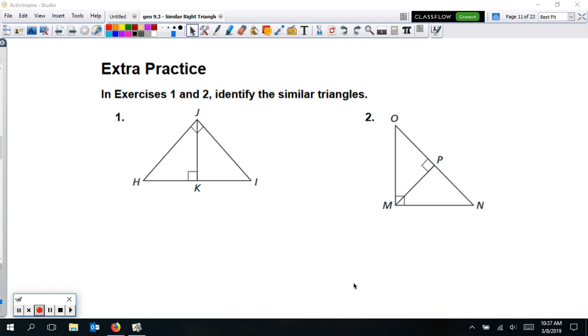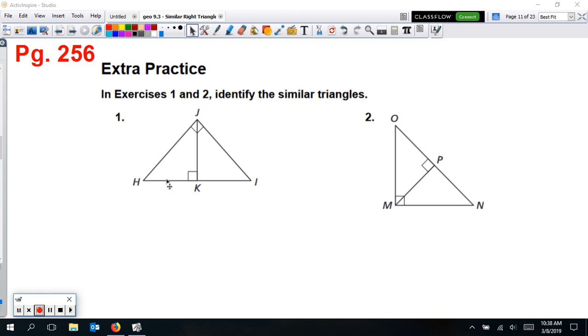Alright, so let's go ahead and practice this on the extra practice, which is on page 256. So 1 and 2, just identify the similar triangles. We just need to write a similarity statement. So here's our altitude right here from J to K on this one. And so you can see you have obviously the one big triangle, then you have these other two smaller ones.